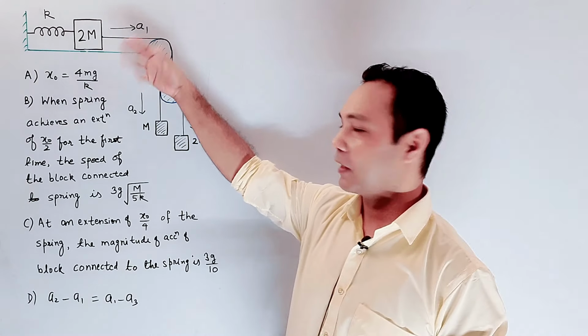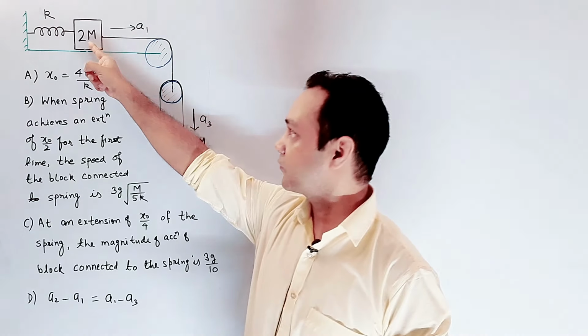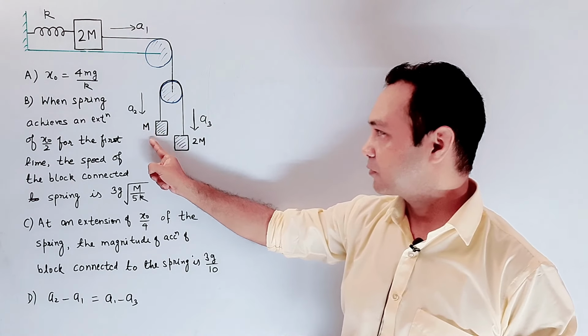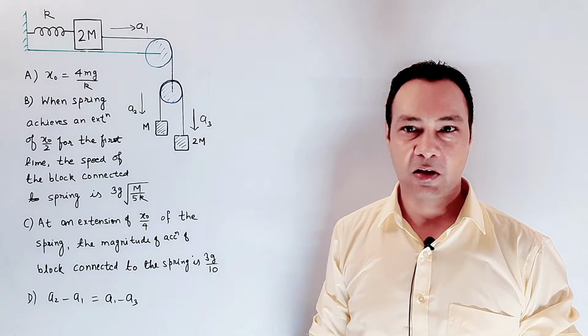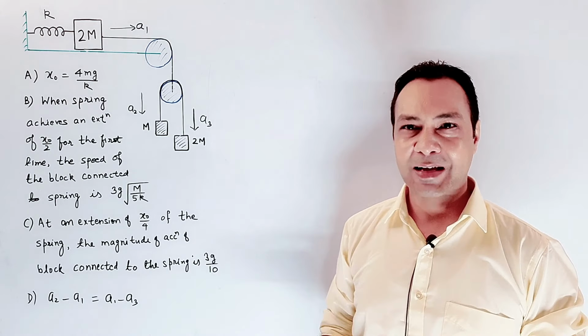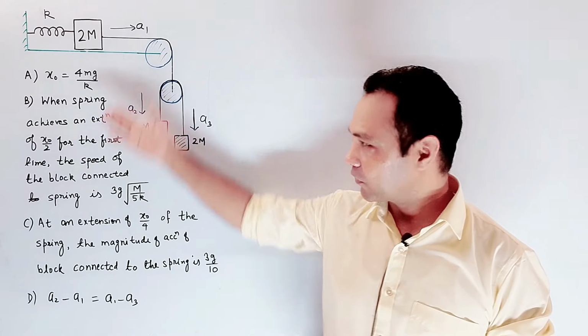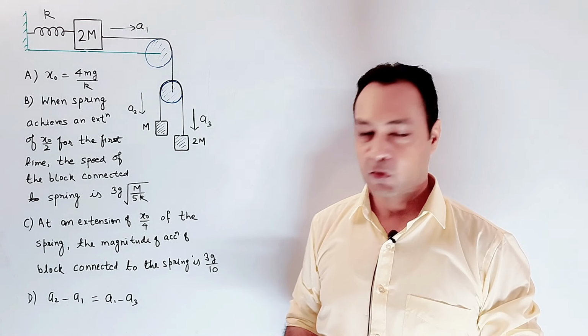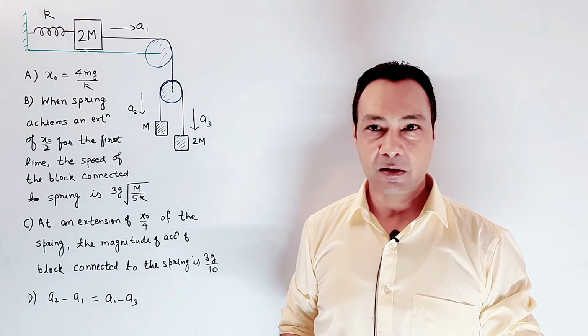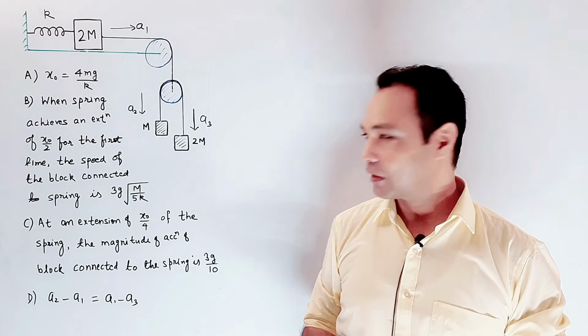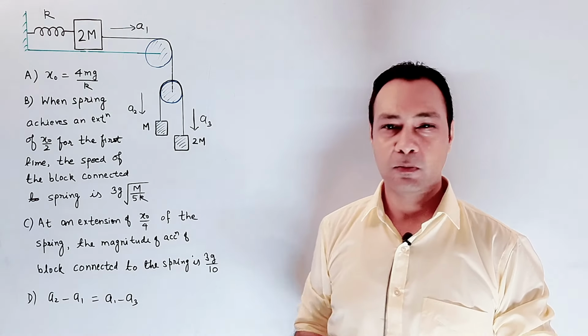given time, at any general time, the acceleration of this block is A1, the acceleration of this block is A2, acceleration of this block is A3, and the maximum extension of the spring is x0. And then we have to see which of the four options are correct. It is a multiple choice question, and we'll see each option one by one.